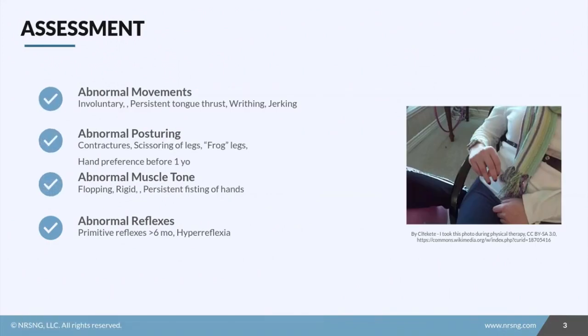Now, cerebral palsy isn't usually evident at birth. It actually presents over time within that first year of life. And usually what's noticed is that there's a general delay in their motor development.